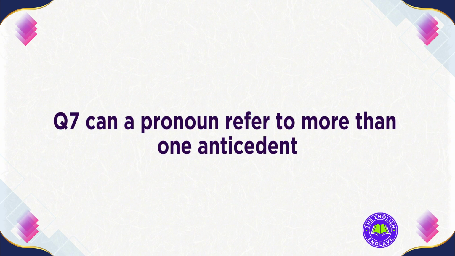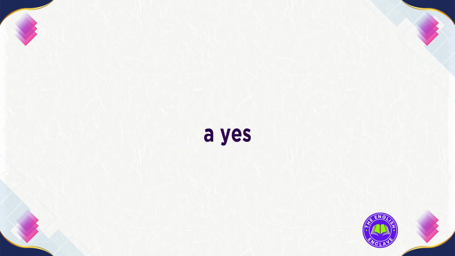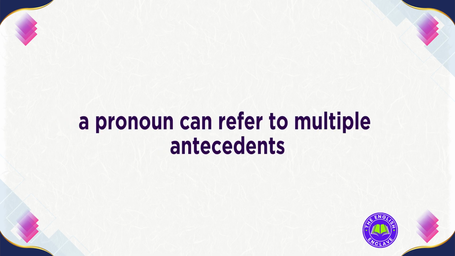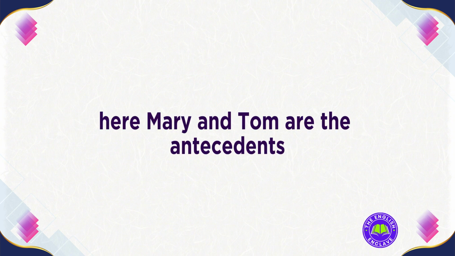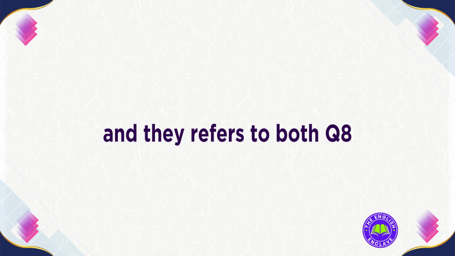Q7. Can a pronoun refer to more than one antecedent? A. Yes. A pronoun can refer to multiple antecedents if they are linked together. For example, Mary and Tom went to the store, and they bought groceries. Here, Mary and Tom are the antecedents, and they refers to both.